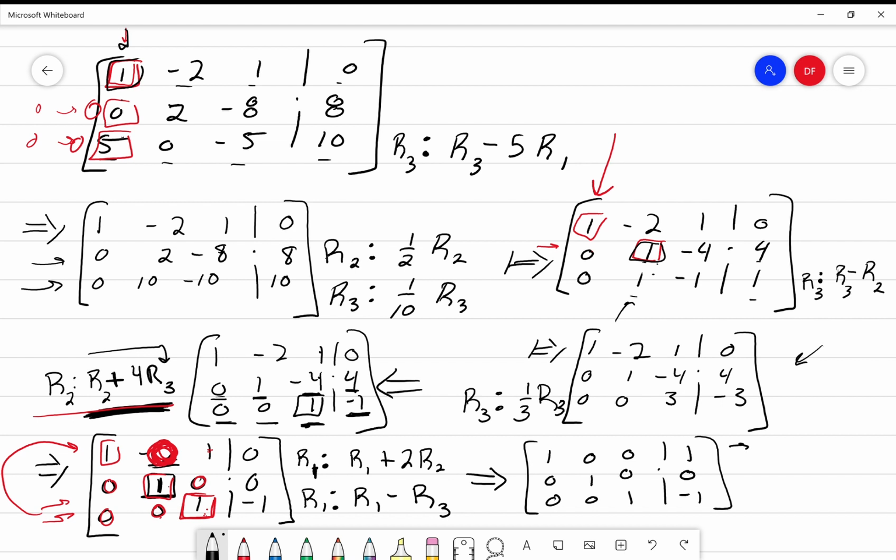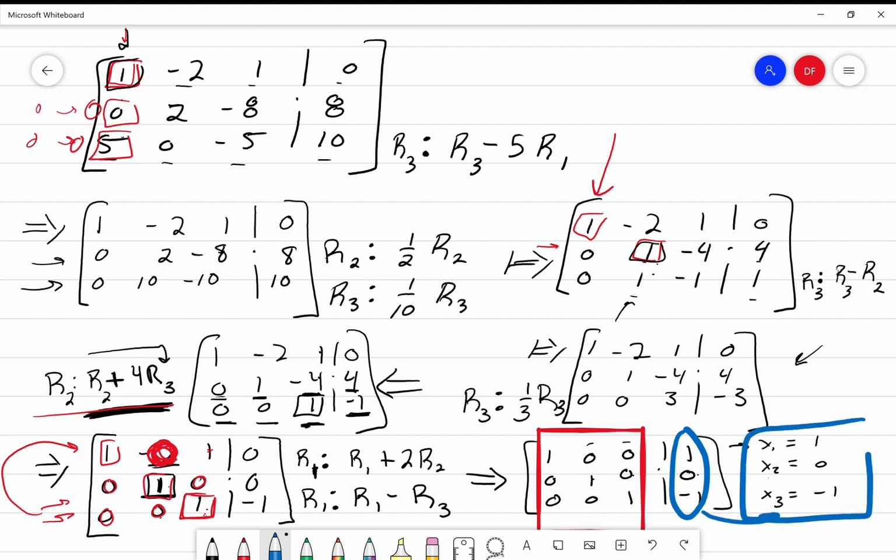So what does this tell you? It tells you that x1 plus 0x2 plus 0x3 equals 1. x2: 0x1 plus x2 plus 0x3 equals 0, so that means x2 equals 0. And then here, x3 equals -1. So what does that tell you? That tells you that if you can change the matrix to look like this, then this will be your solution. Okay? So this is the solution.